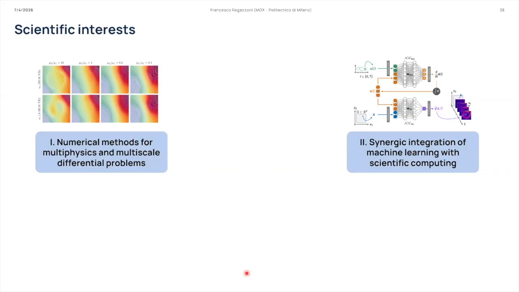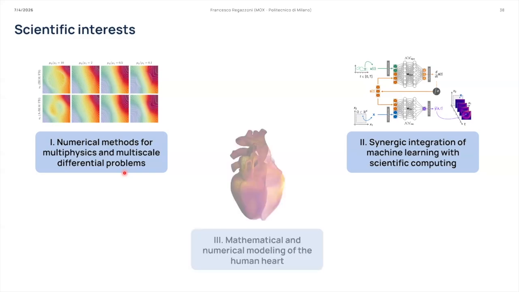So I'm interested mainly in two fields from the methodological viewpoint. One is the numerical approximation of multiphysics and multi-scale problems, and the second is the synergistic integration between machine learning and scientific computing, so scientific machine learning. And then I also have a third interest that is more applied in nature, that is cardiac modeling. And this is the field where I like to apply methods developed in the two fields that I mentioned before, which is also a continuous source of motivation for the development of new methods.